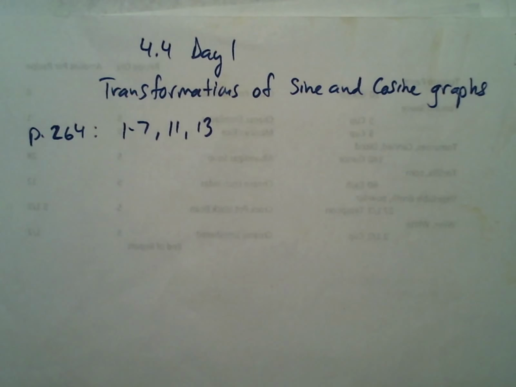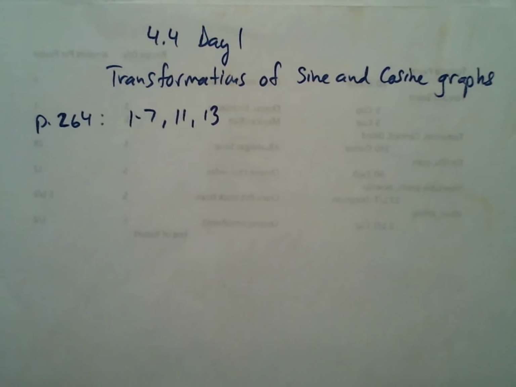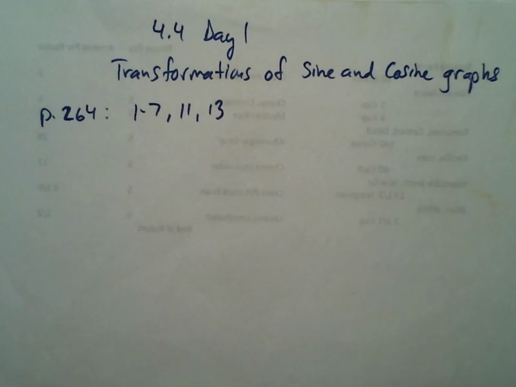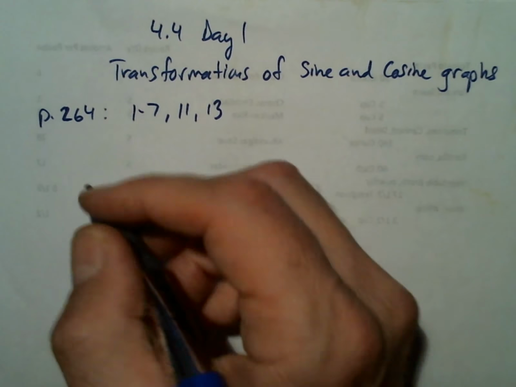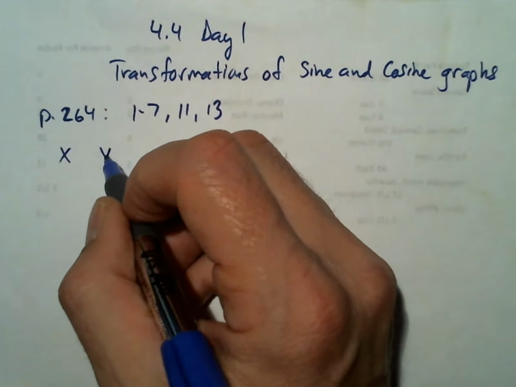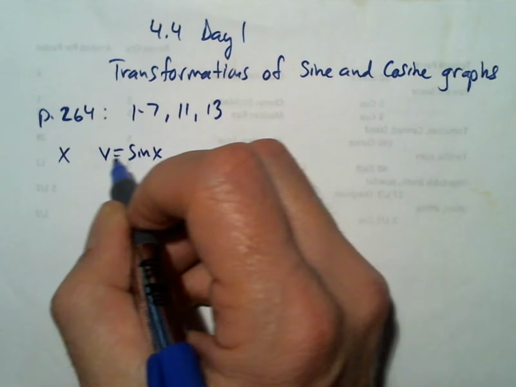Today we will go over graphs of sine and cosine, also transformations of those graphs. So let's start by thinking of what the graph of the parent function would look like. So let's look at y equals sine x.